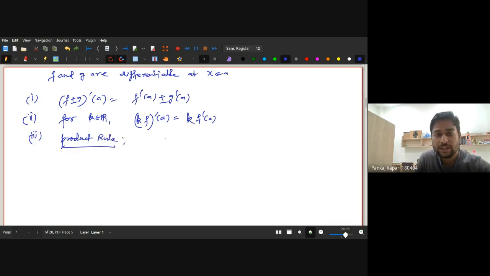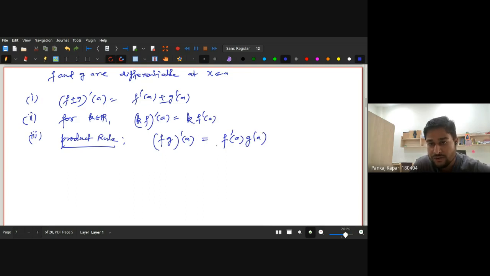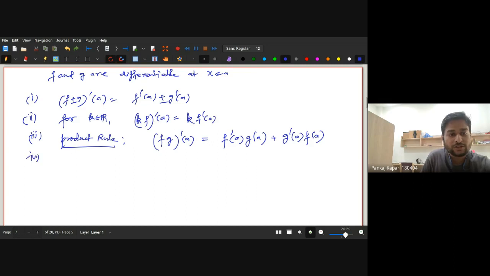The third property we call the product rule. That means we want to differentiate the product of two functions, fg, the pointwise multiplication, at x equal to a. Its derivative is equal to the derivative of f at a times the value of g at a, plus the derivative of g at a times f of a.